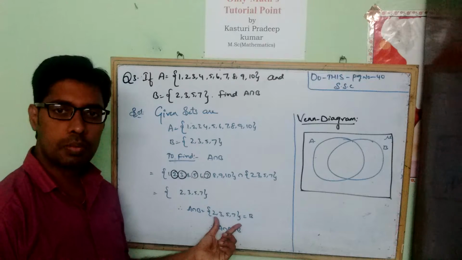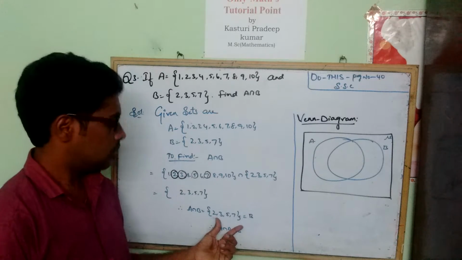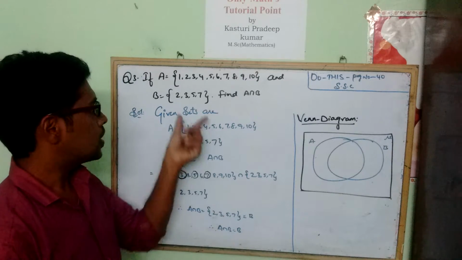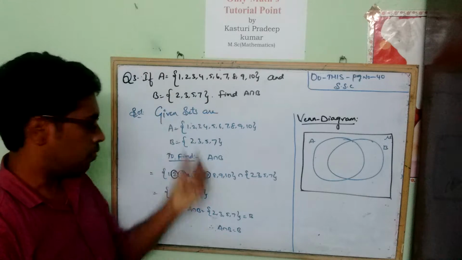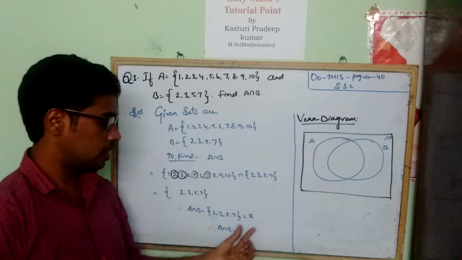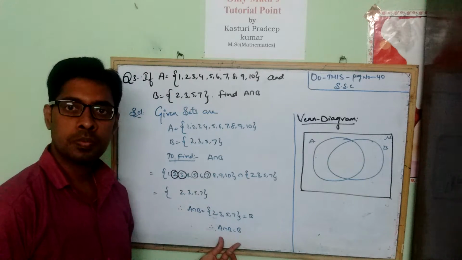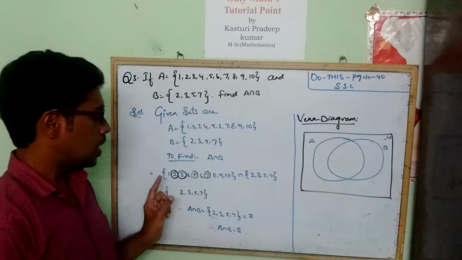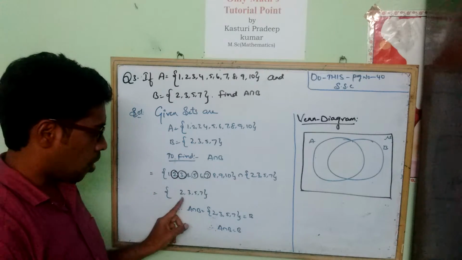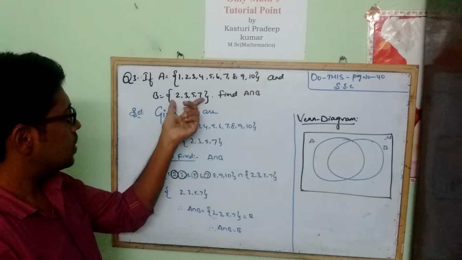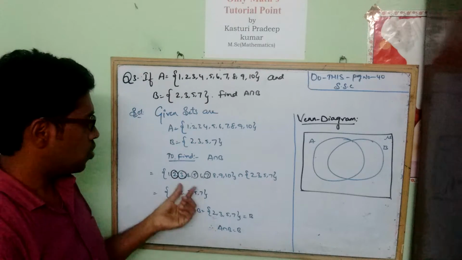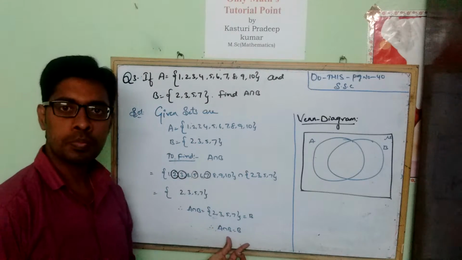But what is this set of elements? This is nothing but the given set B. Therefore, A intersection B equal to B. You can write like this. Okay, these are the common elements. But after getting the common elements, this set is nothing but the B set. So you can write A intersection B equal to B.